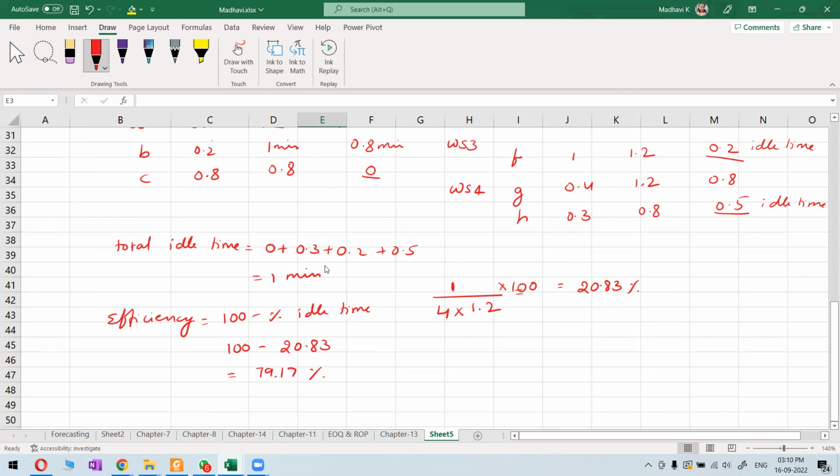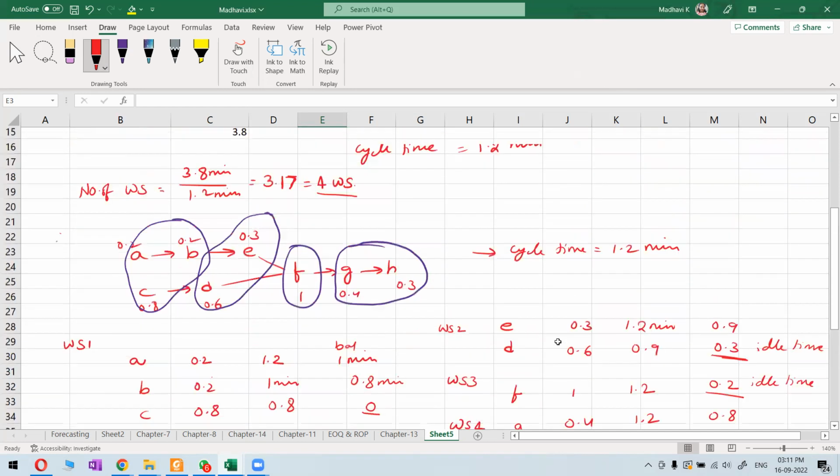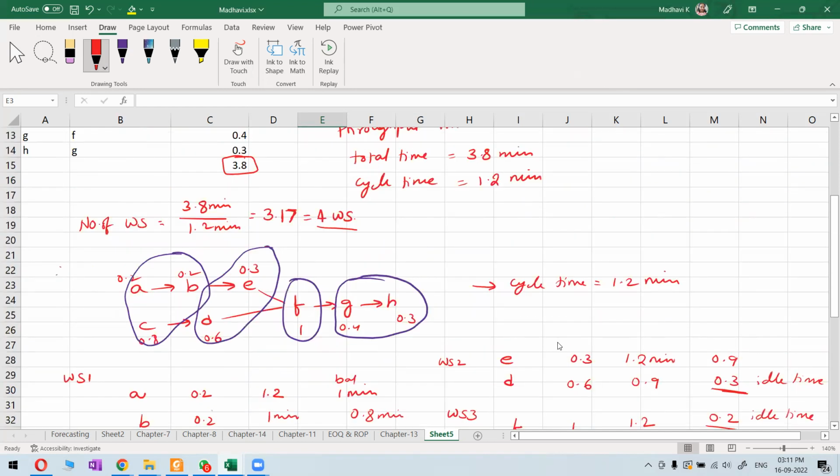So we do totally have 4 workstations. Each one is taking 1.2 minutes of cycle time, and out of all that, we do have 1 minute as our total idle time. So this is the percentage of idle time, which when we subtract it from 100 gives our efficiency. And coming to a few other concepts, like how to give this precedence. In this example, I have simply taken the order of the design A, B, E, C, D, and F, G, H based on the precedence.